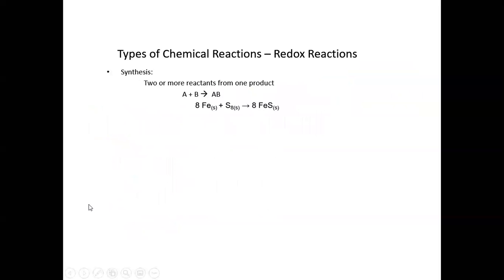Next type is synthesis. A synthesis reaction is sometimes called combination, depending on what book you read, but it's the same thing. You may see synthesis in older textbooks, and newer textbooks call it combination reaction. Either one is fine. The key characteristic is that you have multiple reactants and you produce one product. There are many different combinations that can give you one product. Some of them are redox, some of them are not redox.